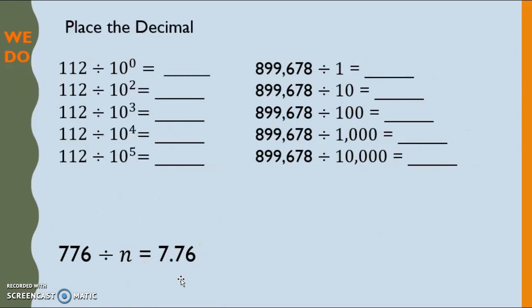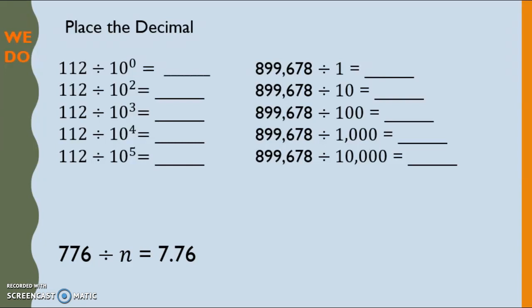Why don't you try the redo and then check your answers? If you would prefer to do the we do together, then you shouldn't pause the video. If you'd like to try it a few times on your own before the you do, then you should pause the video now.